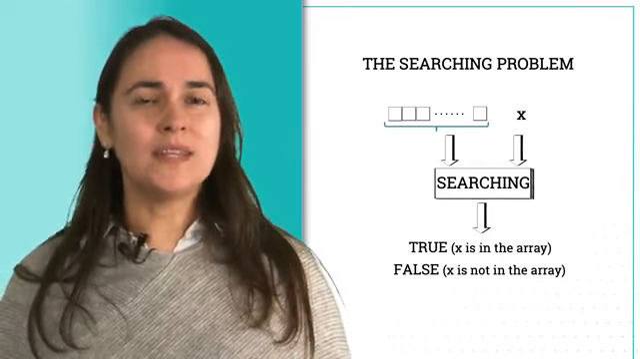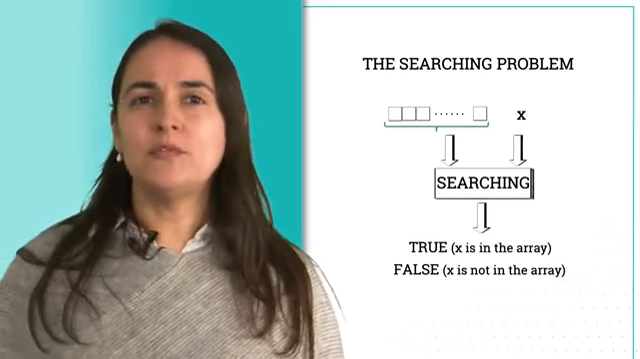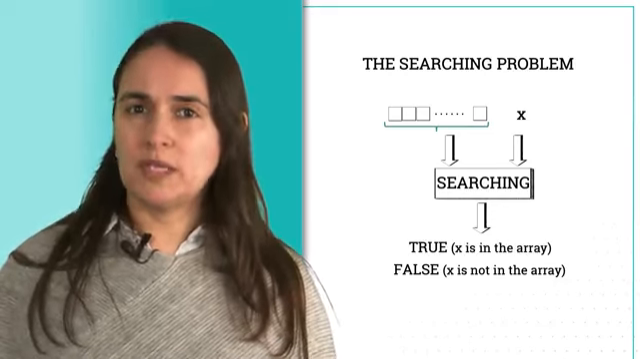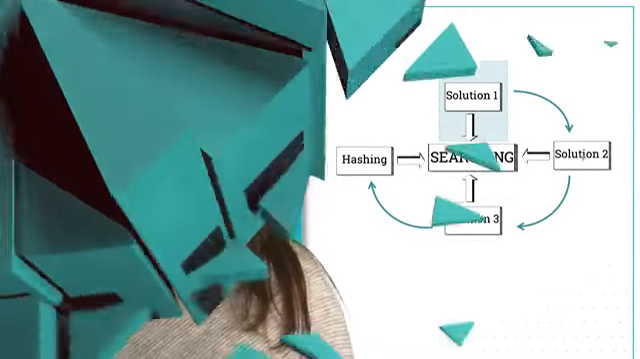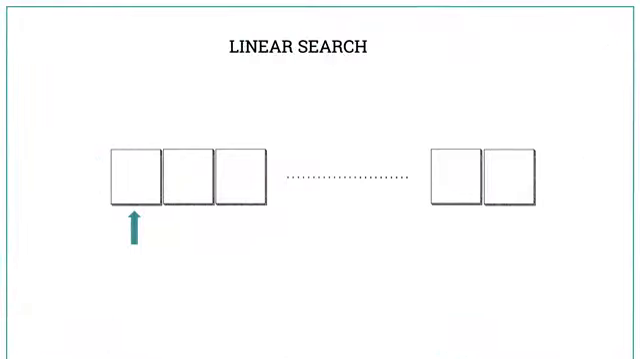Now that we know what the problem to solve is, let's review 4 algorithmic solutions to it. Let's start with solution 1, linear search. Linear search simply consists of checking position by position in the array until you either find the number, in which case the algorithm returns the Boolean value true, or you finish checking each position of the array and the number was not found in any position, in which case the algorithm returns the Boolean value false.